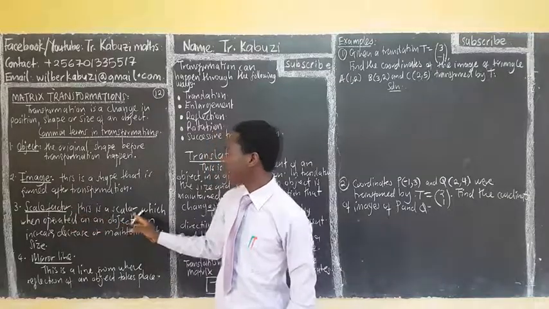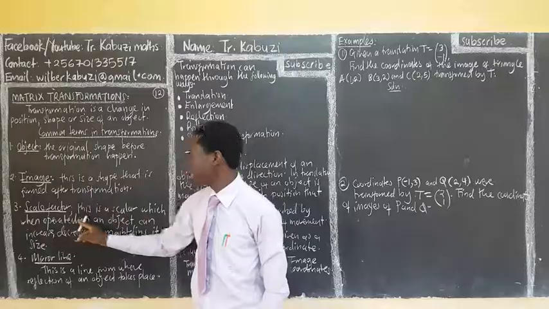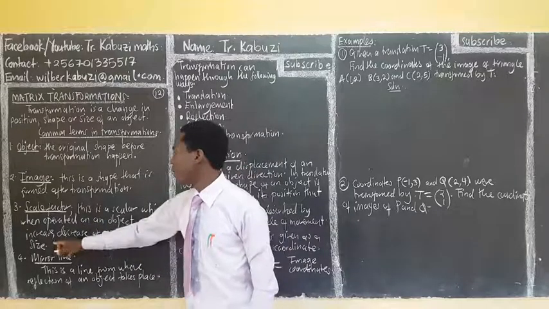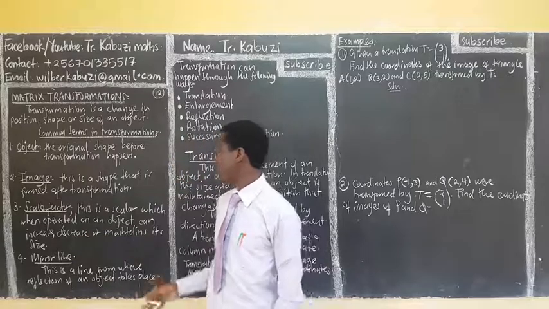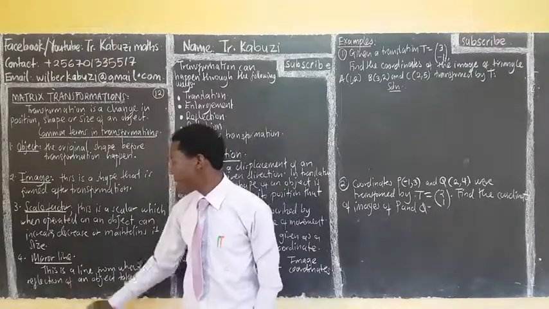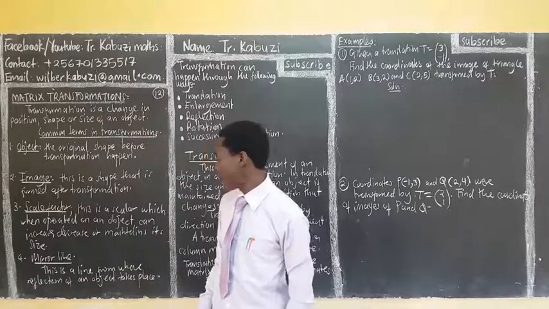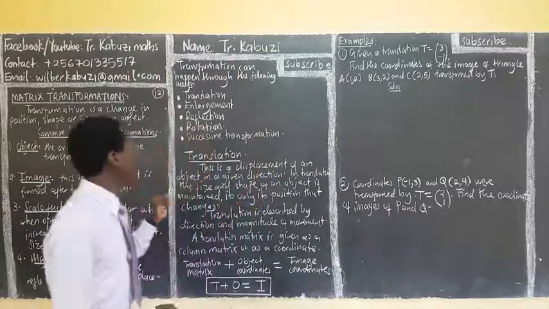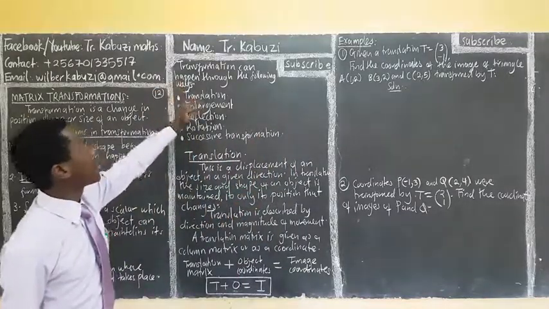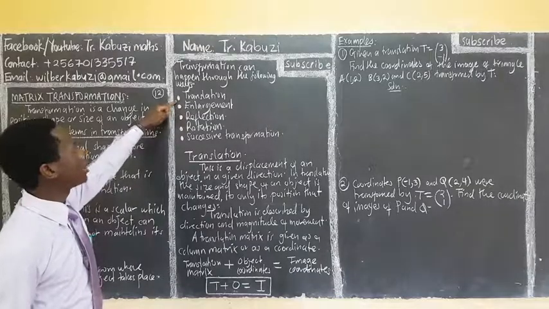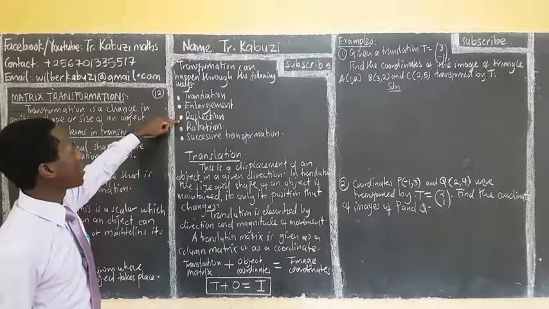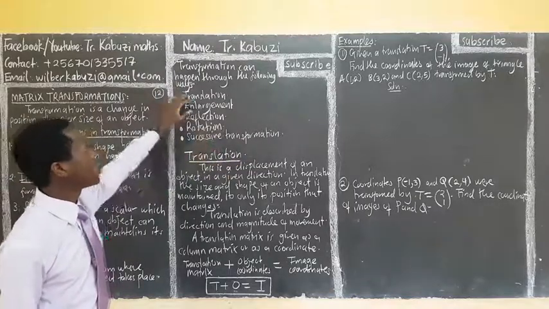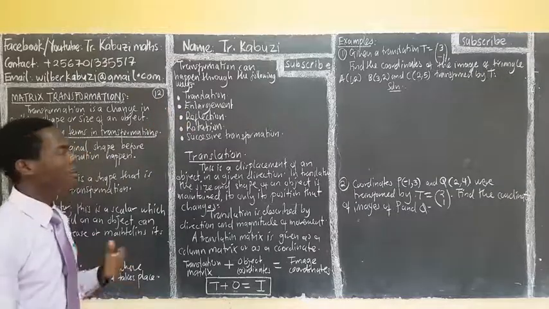Scale factor, this is a scalar which, when operating on an object, can increase, decrease, or maintain its size. The line, this is a line from where reflection of an object takes place. We are going to see this when we come to reflections. Transformation can happen through the following ways: translation, enlargement, reflection, rotation, and successive transformation. Let us first handle translation, then we are going to cover these ones later.